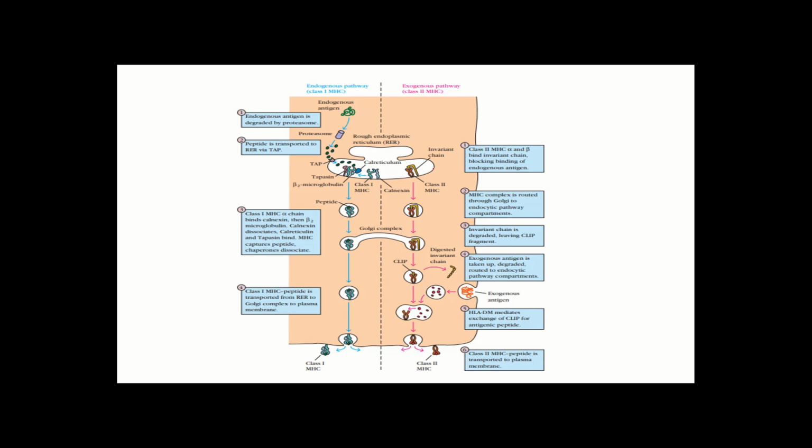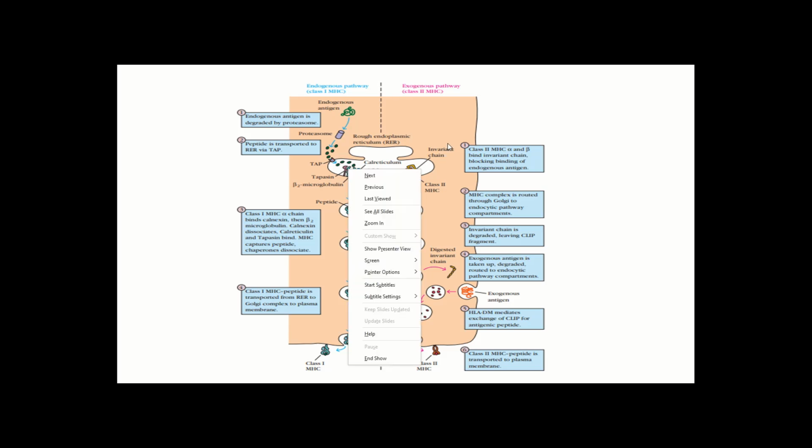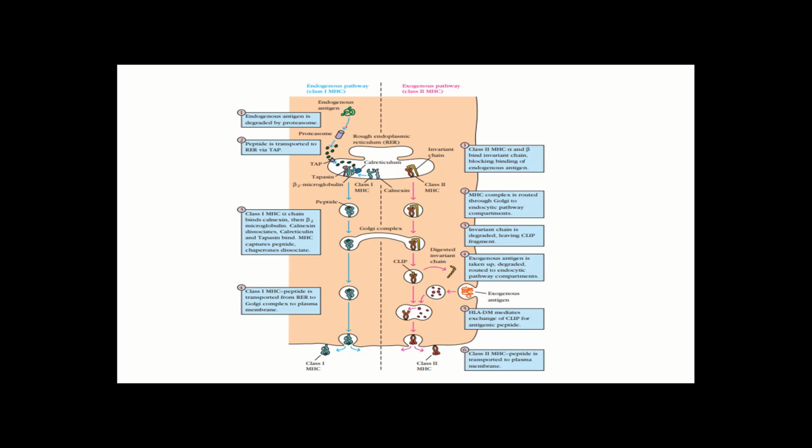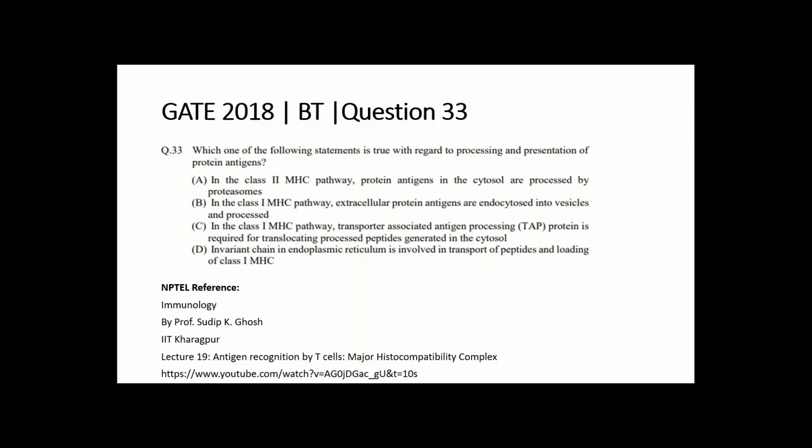Because this is actually true for the class 1 MHC pathway. In the class 1 MHC pathway, the endogenous antigen which is present in the cytosol will be degraded by the proteasomal system and it will be imported to the rough endoplasmic reticulum. So that occurs in the case of the endogenous pathway or class 1 MHC. So this option is not true.